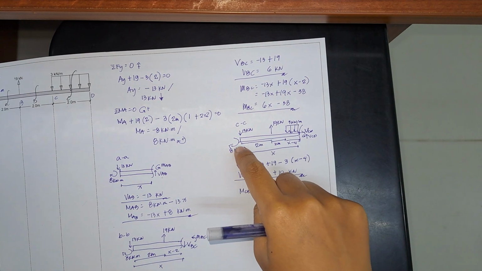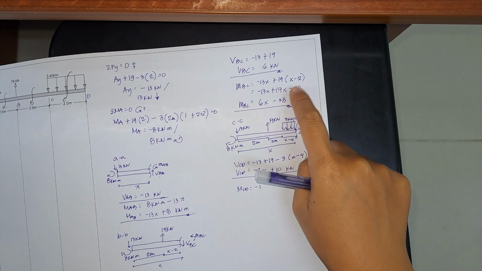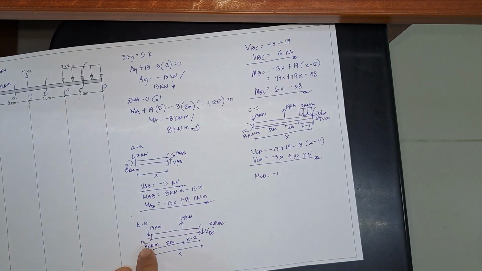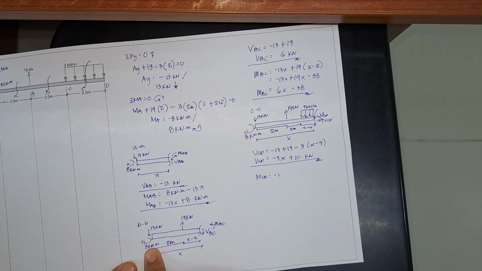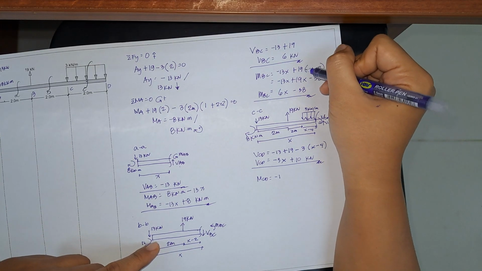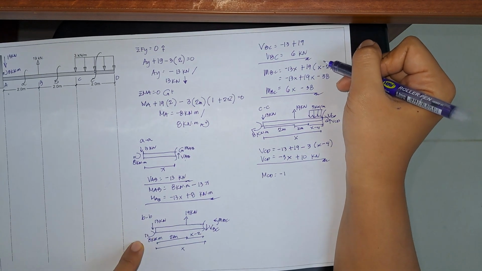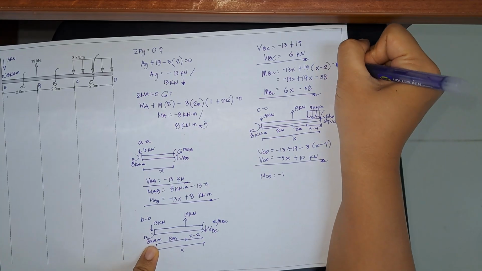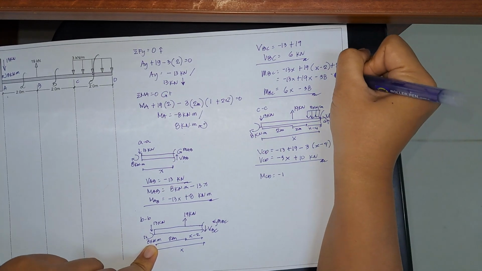Meron pa tayo dito, hindi natin nadagdag kanina, guys. Sorry. Dito. Hindi natin nadagdag. Meron pa tayong moment dito sa may reaction. Tama? Oo. Ayan. So, negative 13x plus 19 of x minus 2. Yun, nakalimutan natin yung nasa reaction. Plus 8. Okay? So, plus 8.